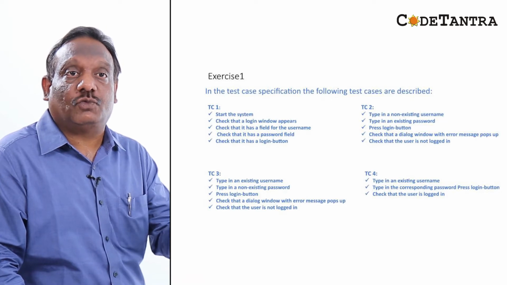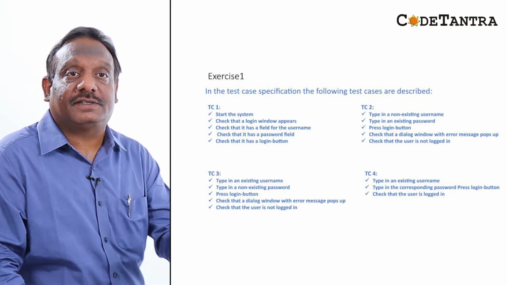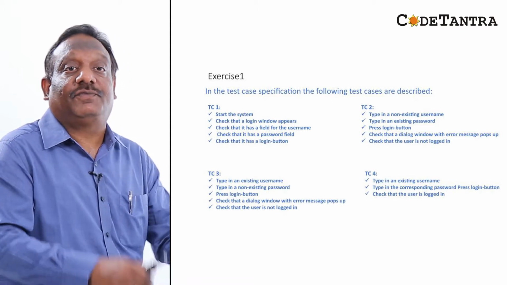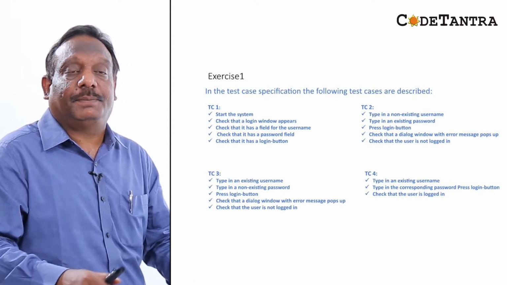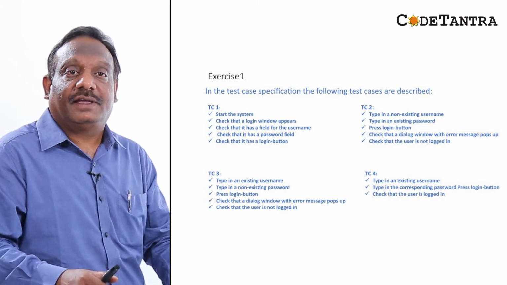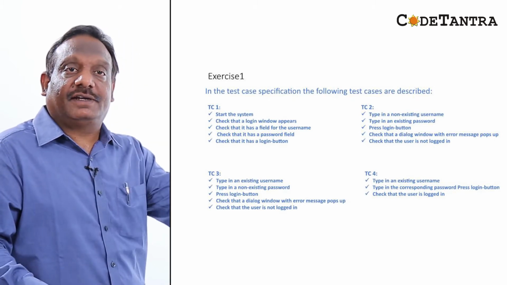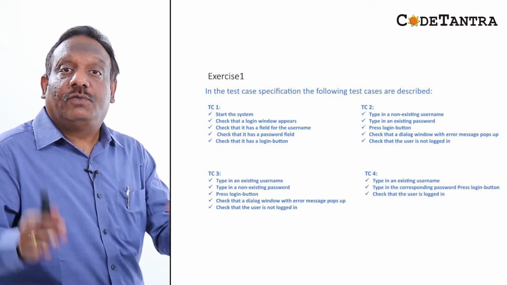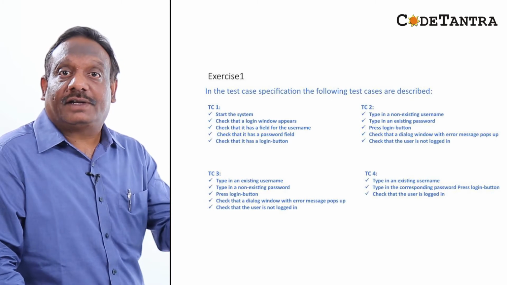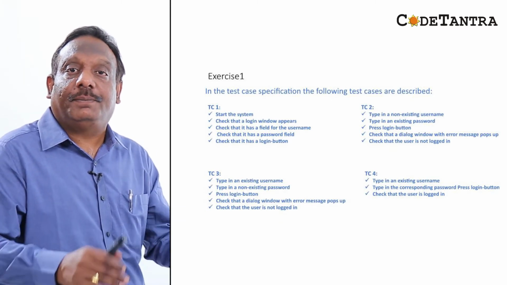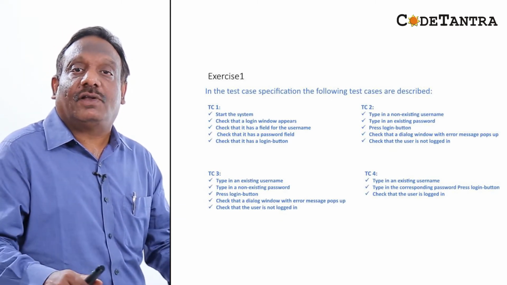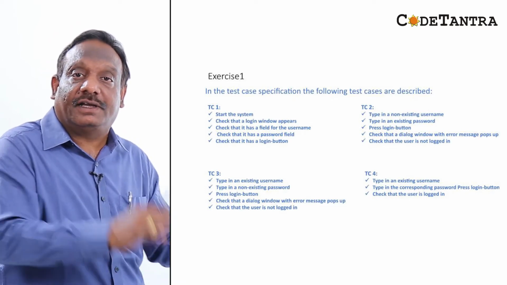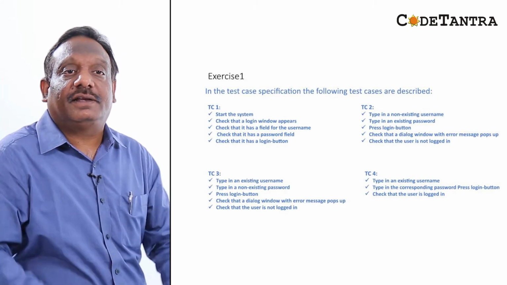You look at it, test case 1, what is it doing? It will start the system, check that the login window appears, and check that it has a field for the username, a password field, and a login button. So it covers a set of test conditions and then features to be tested. And if you look at test case 2, it will type in a non-existent username, type in an existing password, press the login button, check that a dialog window with an error message pops up, and check that the user is not logged in. That is test case 2.